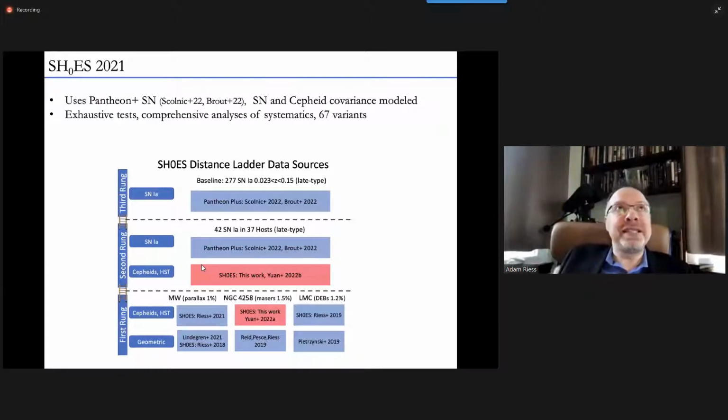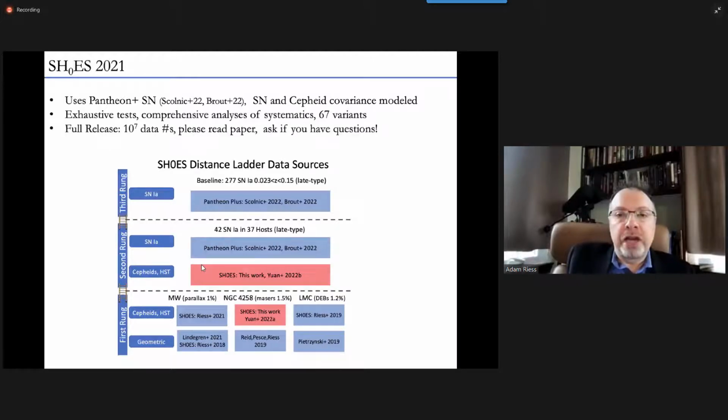We've gone through 67 major variants of other ways to do the analysis, ideas people have had in the literature over the last 5 years, bifurcations and other splits of the data looking for anything interesting, and the full release, which will come out after the papers are in the journal, will be 10 million data numbers. I would encourage you, I would ask you kindly, actually, to read the paper. It's long, but you may have questions, and they may be in there, the answers. If you still have questions, please feel free to reach out to us and ask.